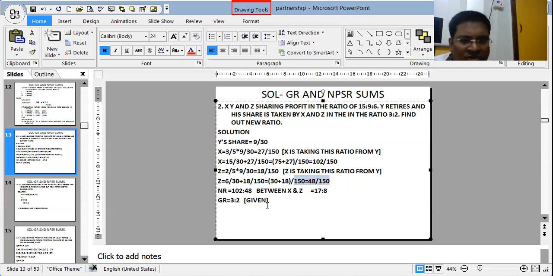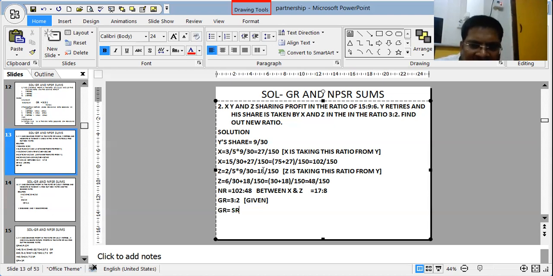If you will notice, students, that gaining ratio is always similar to sacrificing ratio. Is it same or not? Please find out. Is it same or not over here? Gaining ratio is 3:2. And what is the sacrificing ratio? That is the person who is leaving. He was getting how much? He was getting 9/30, and they are going to get how much? How much they are gaining?